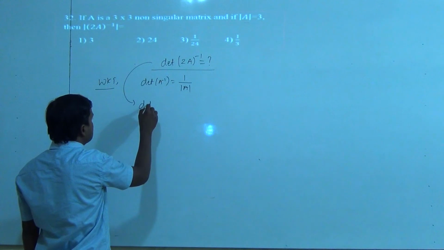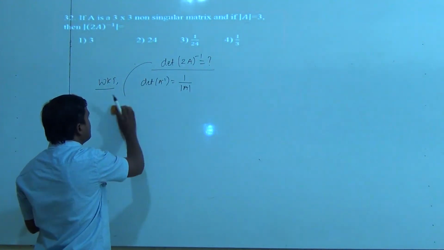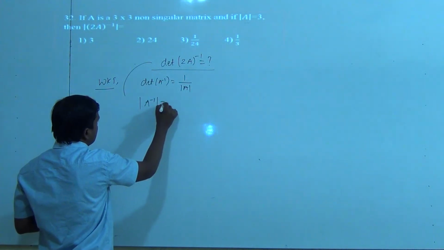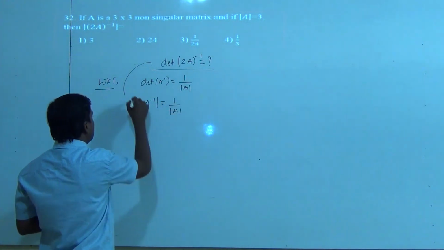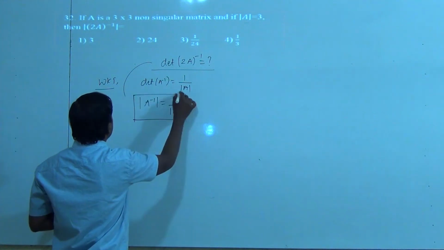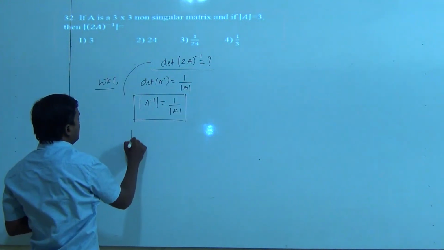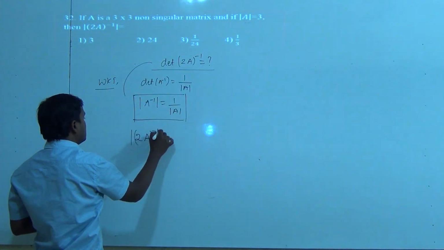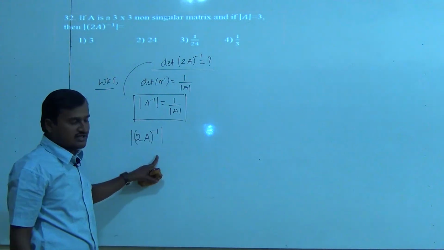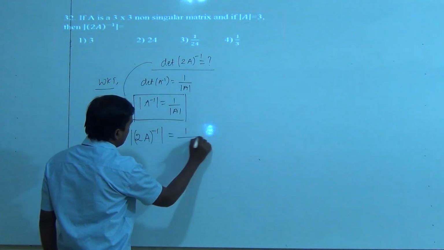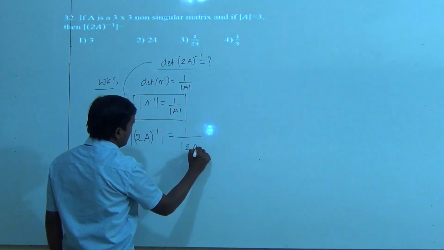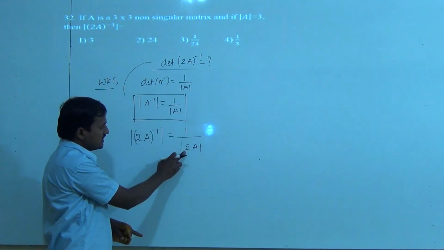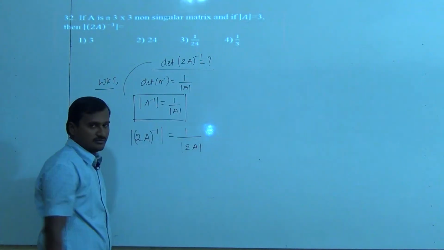For this question, determinant of A inverse equals 1 upon determinant of A. Next, here we should find determinant of 2A inverse, right? So that is equal to, how will we write, 1 upon determinant of 2A. Just applying this formula, we got 1 upon determinant of 2A.